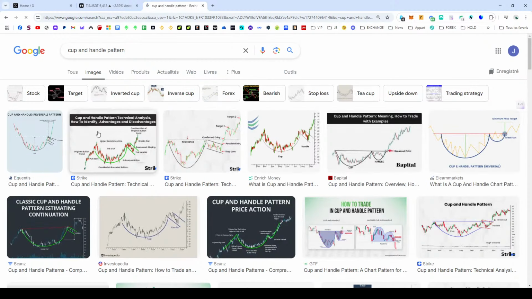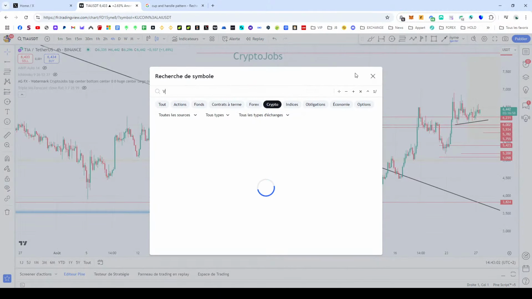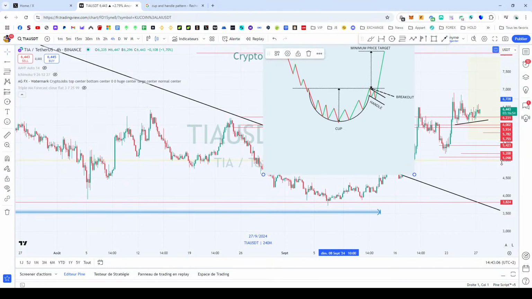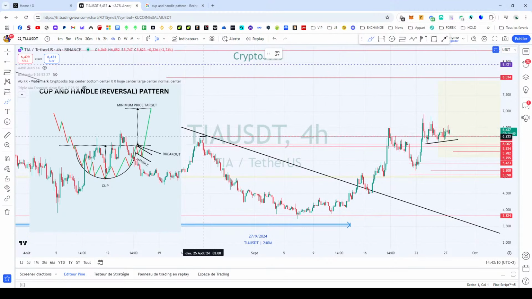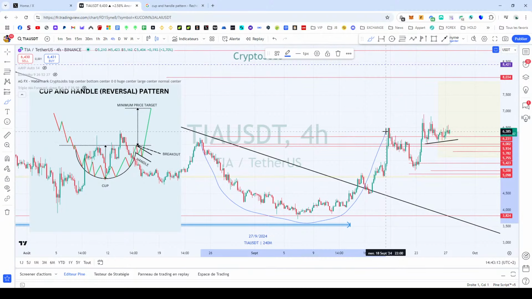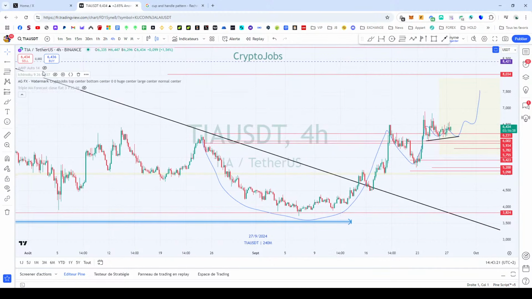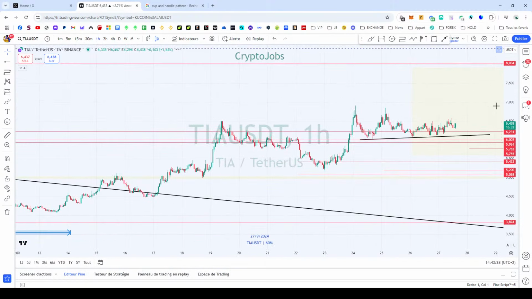Cup and handle pattern. So TIA is going to fly, because you can also see the bullish pattern. We had seen the cup, the retest might be the handle, and now we probably have a bull flag forming before the bullish impulsion upward. Okay, so I can say with 80% confidence that TIA will move.